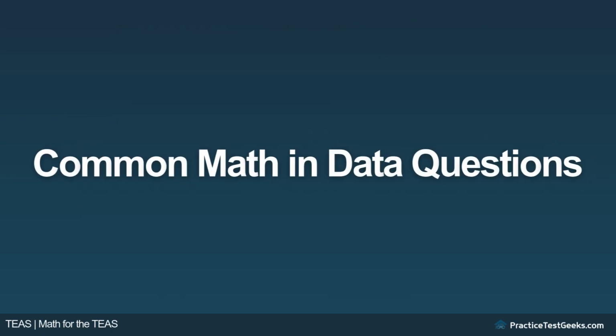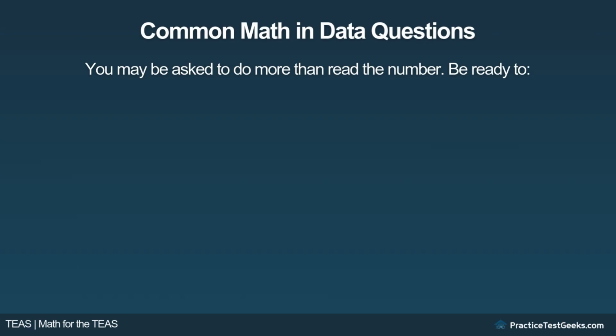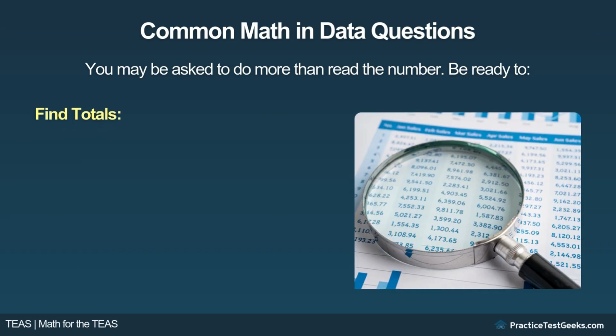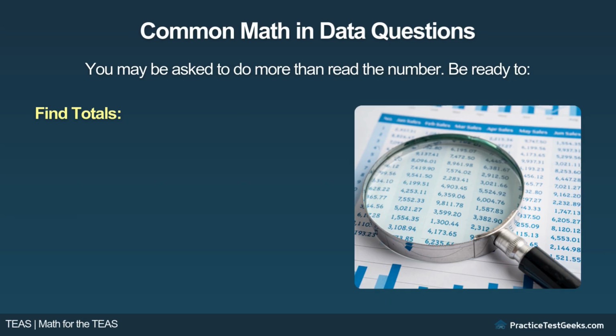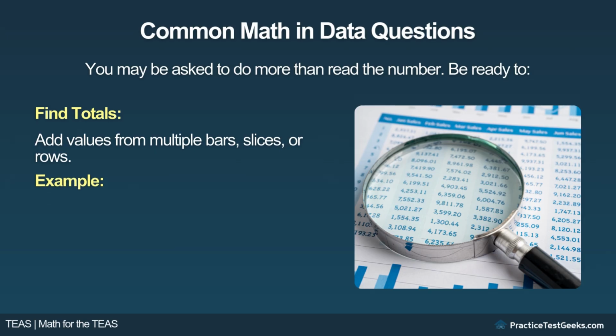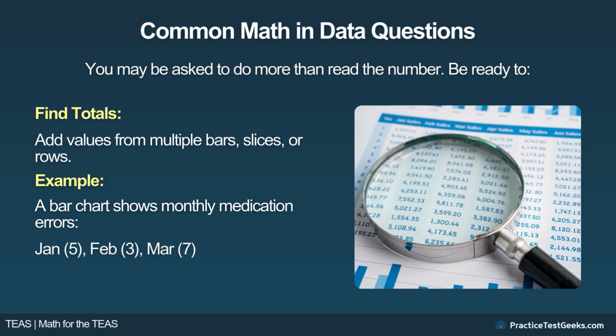On the TEAS, reading the chart is just the beginning. You'll also be expected to apply simple math skills based on what you see. Here are 4 common tasks to prepare for. First, you may need to find totals. This means adding values from multiple bars, slices, or table rows. For example, if a bar graph shows medication errors as January 5 errors, February 3 errors, and March 7 errors, you simply add them up. 5 plus 3 plus 7 equals 15 total errors.